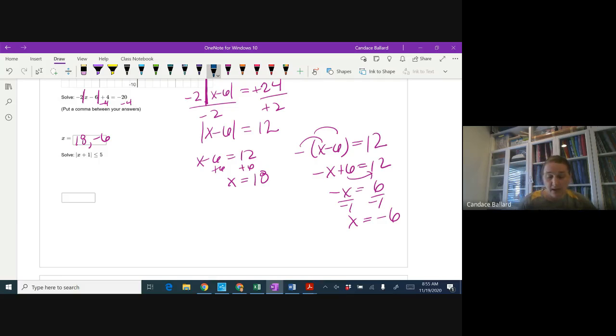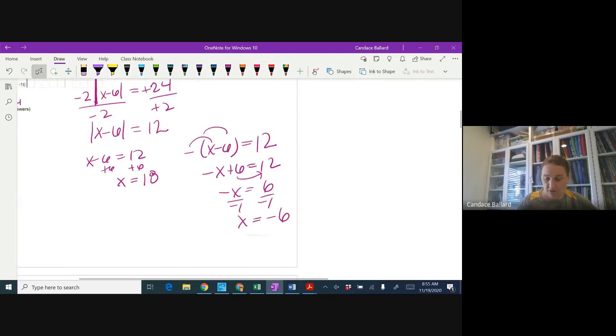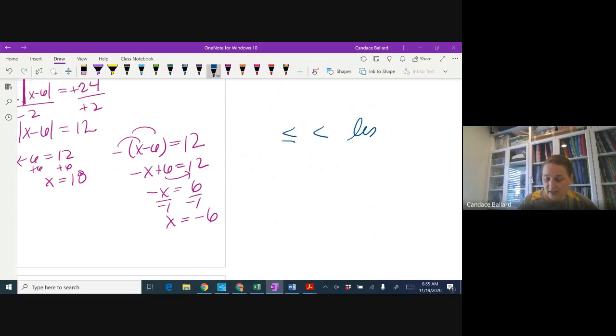Okay, so we're going to do a little bit of a key off to the side here. Remember, less than or less than or equal to is an "and" — I know I spelled it wrong. Greater than or equal to, or greater than, is a great "or."